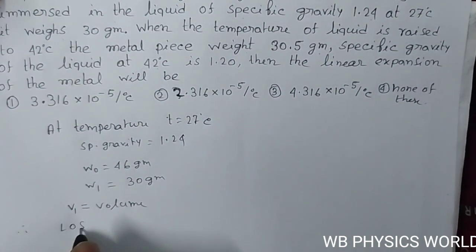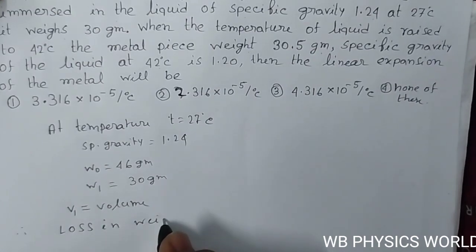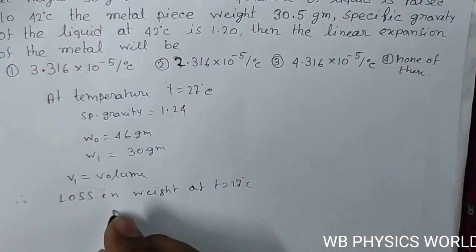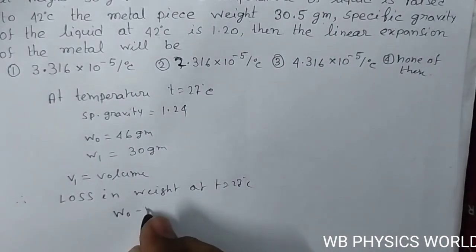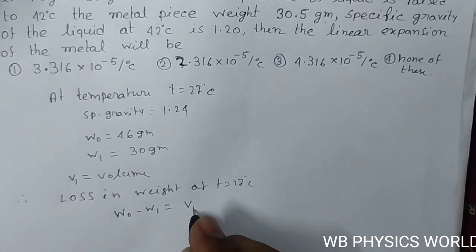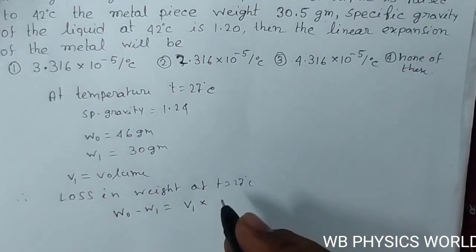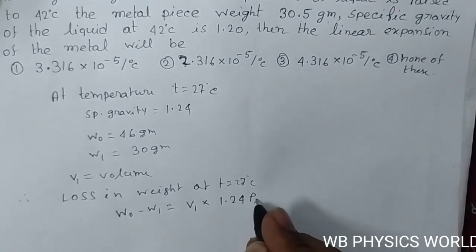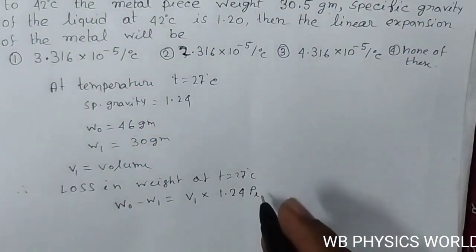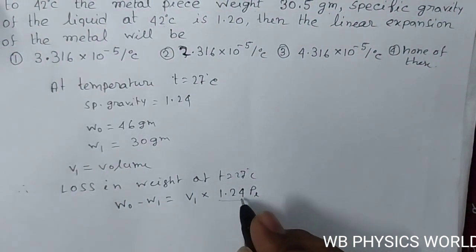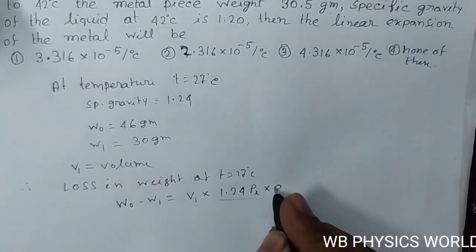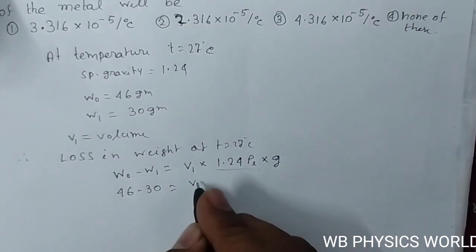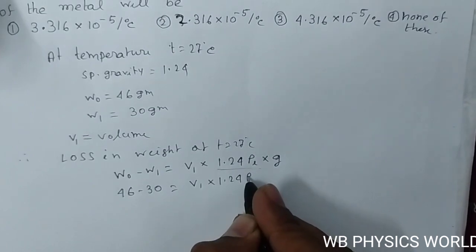So the loss in weight at T equal to 27 degrees Celsius is W0 minus W1 equal to V1 times the density, and the density is 1.24 rho L. Here rho L is the density of water, so the density of the liquid is 1.24 rho L into G. So 46 minus 30 equals V1 into 1.24 rho L into G.